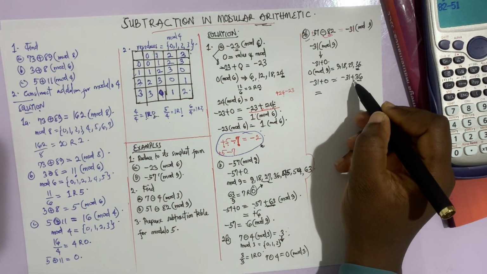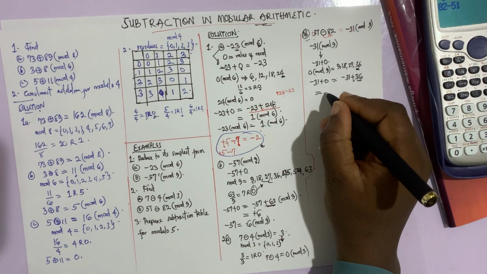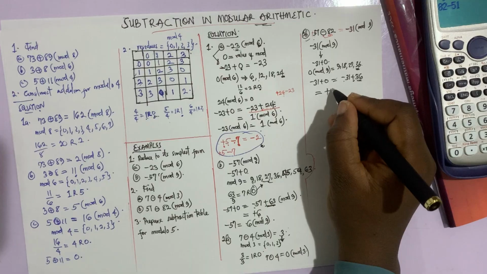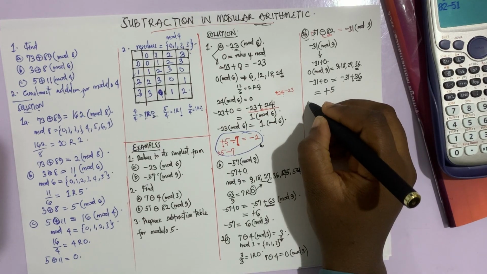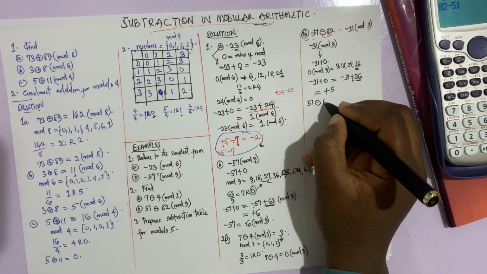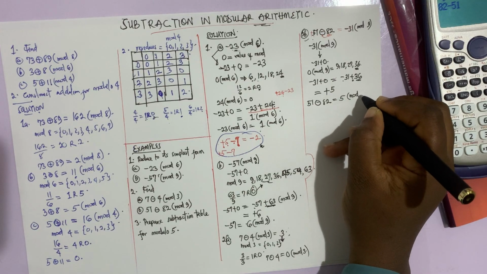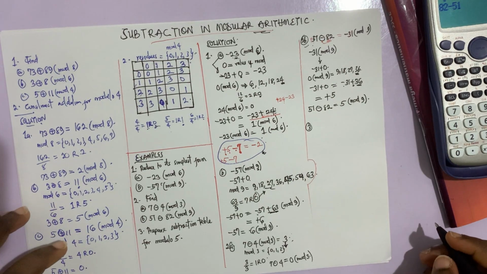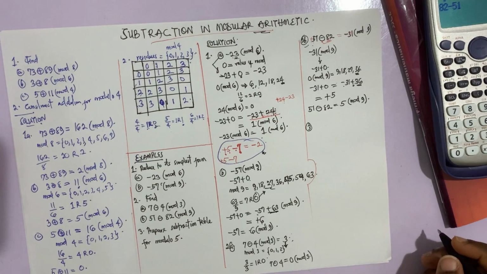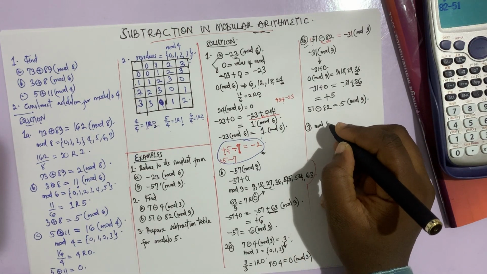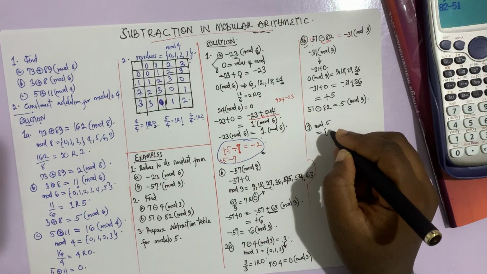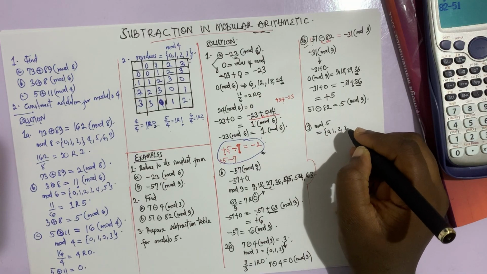36 is the greater number and it has the positive sign, so our answer will be positive. 36 minus 31 will give us 5. So we say 51 minus 82 is 5 in modulo 9. Draw a subtraction table for modulo 5. The first thing we want to do is to write the residues in this modulo. In modulo 5, the residues are 0, 1, 2, 3, 4.